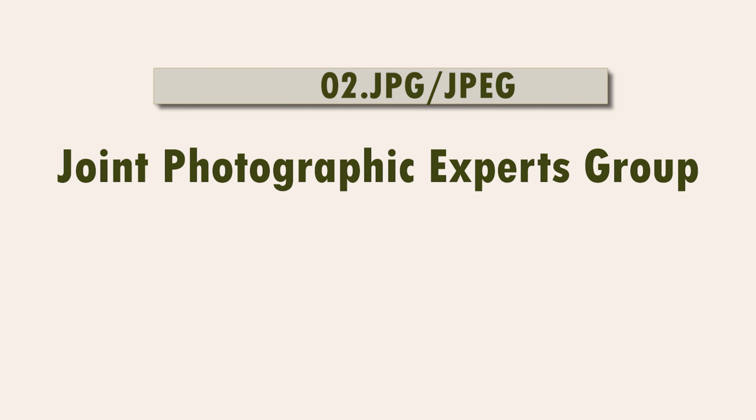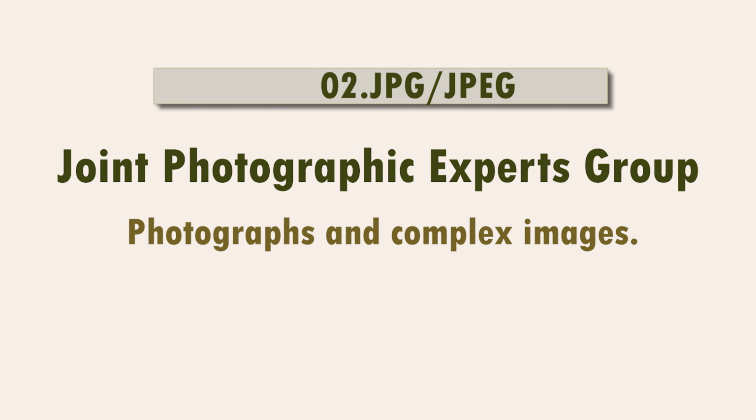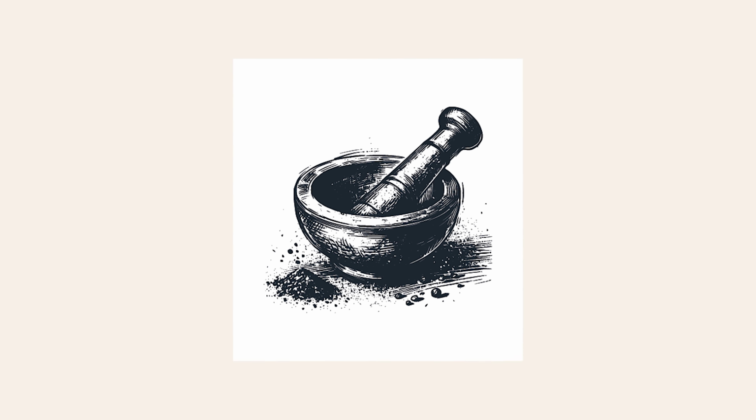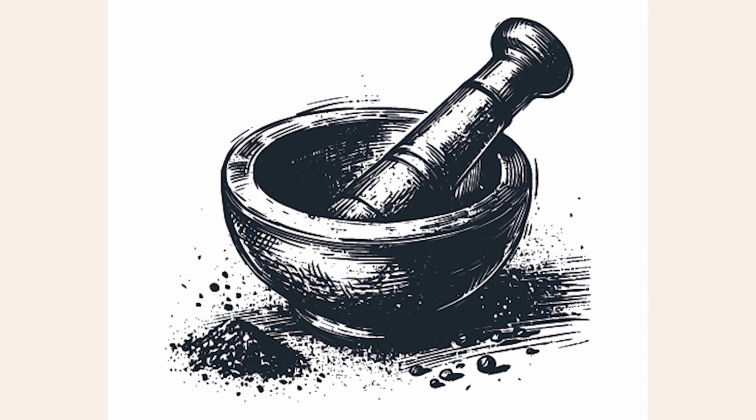The export format number two is JPG or JPEG. This stands for Joint Photographic Experts Group. This is most used for photographs and complex images, also for web and digital media. An advantage of using JPG is its high compression ratio, which reduces file size. Also, it is widely supported across the platforms.